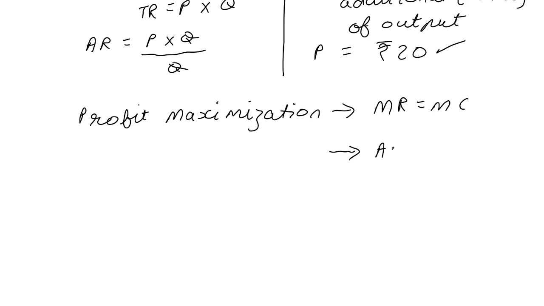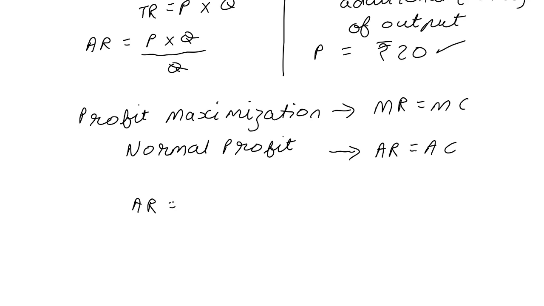When we say that average revenue is equal to average total cost, that is the condition for normal profit. Normal profit. Revenue is what we are earning. So when we think about average revenue, how do we get it? It is total revenue upon quantity.